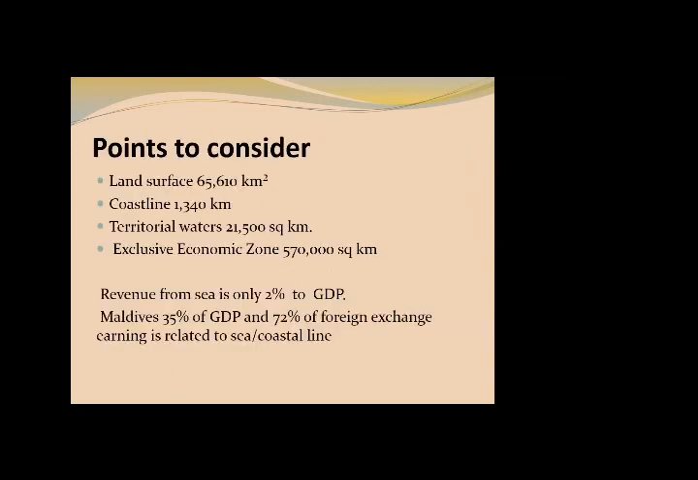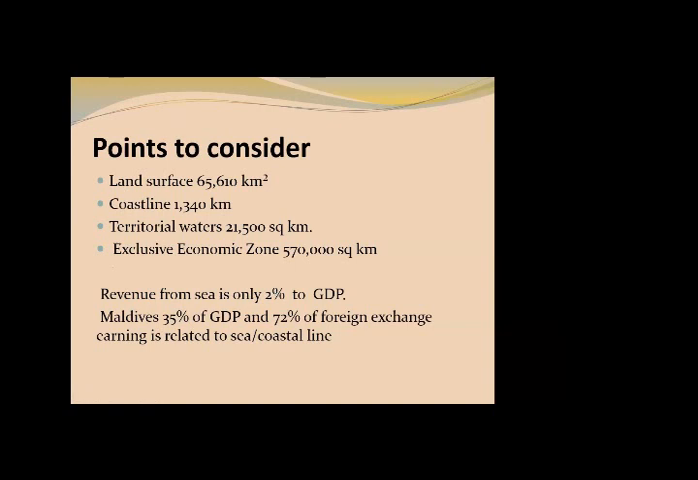Now, if you consider, the land surface is 65,000 square kilometers. We have a coastal line, absolutely wonderful, 1,340 kilometers of coastline, an enormous amount of coastline. And then we have territorial waters, 25,500 square kilometers. And if you put the exclusive economic zone, 570,000 square kilometers. Having said all that, and now that you understood these resources around our country, the land mass is huge. But very sadly, the revenue coming from sea is only 2% of our GDP.